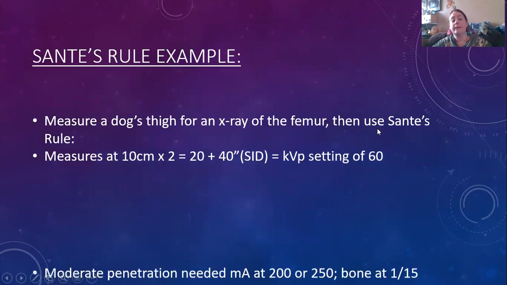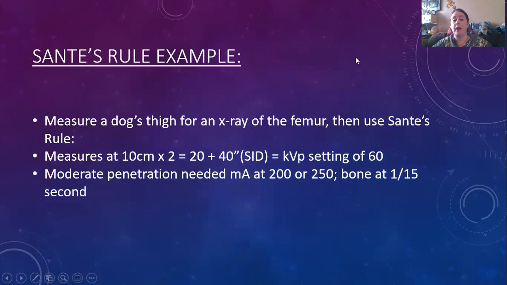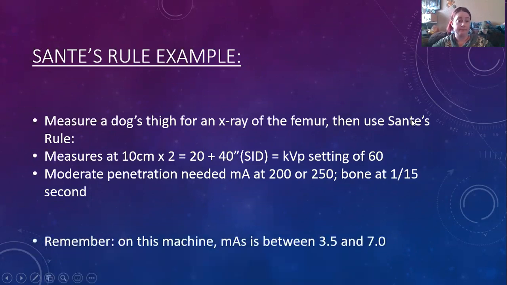So the Santes' rule example here is that we need to measure a dog's thigh for an x-ray of a femur. And so we get 10 centimeters. 10 centimeters times 2 gives us 20. So thickness times 2 plus the source image distance. So in this case, we would have 20 plus 40 and a kVp setting of 60.